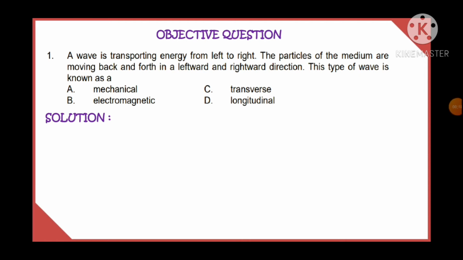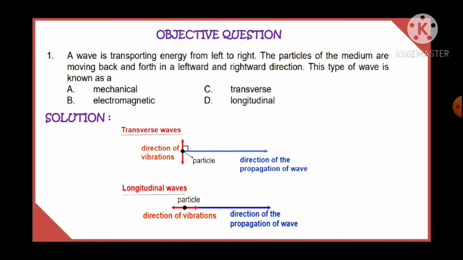A wave is transporting energy from left to right. The particles of the medium are moving back and forth in a leftward and rightward direction. This type of wave is known as... So, if you want to choose the answer, take a look at these notes, okay?